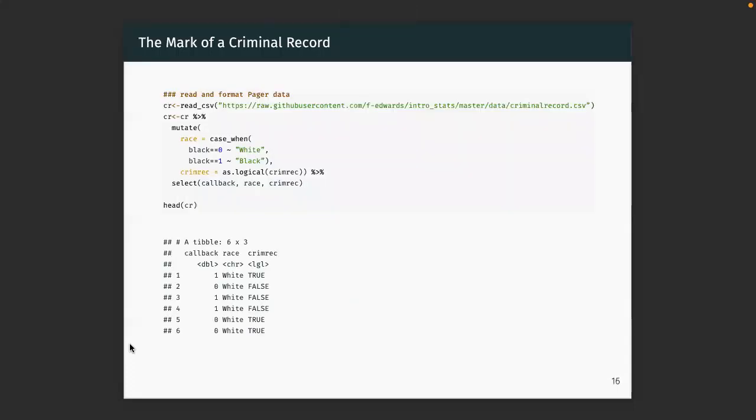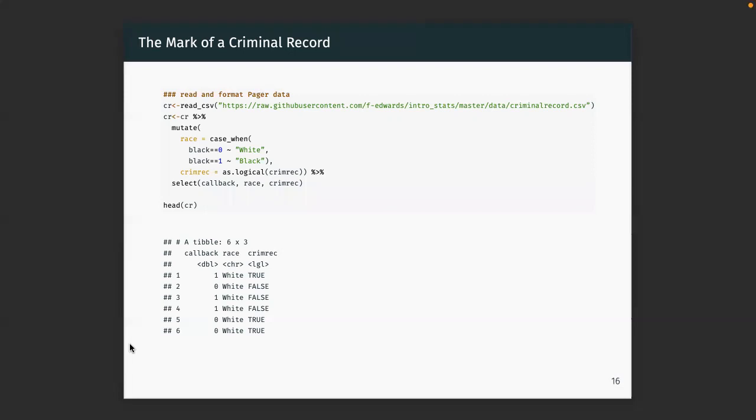Let's go back to our criminal record data. And you've already done this, but we're going to take it a step further and think about the standard error. So I'm just going to do some simple data cleaning to make this look a little better, but we're going to take our criminal record data again. I'm going to turn race into a white-black variable because I think that's easier to read than 0, 1. And I'm going to make crim-rec a logical, that is true-false criminal record. And I'll take those three variables, right? Because those are the three that I'm analyzing.